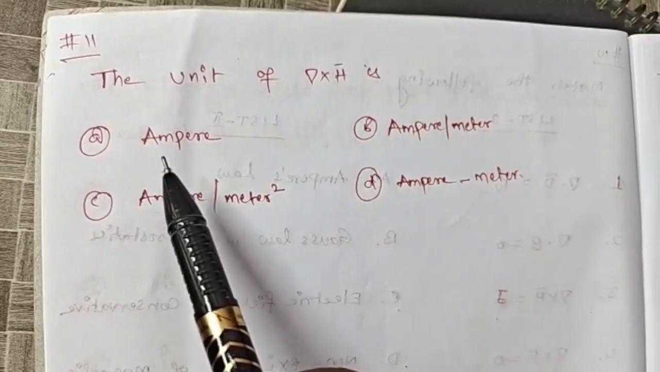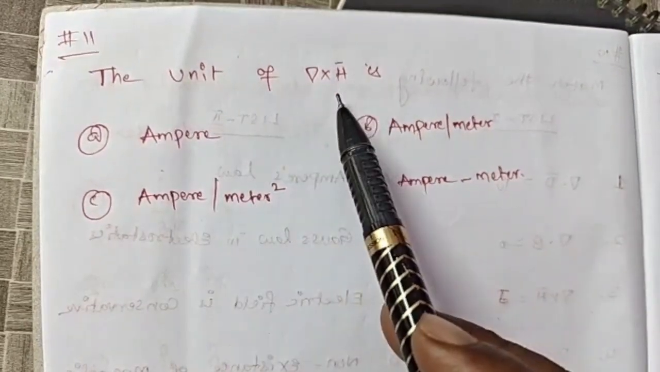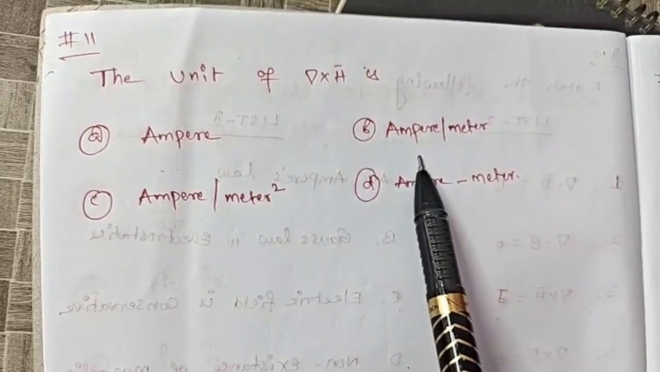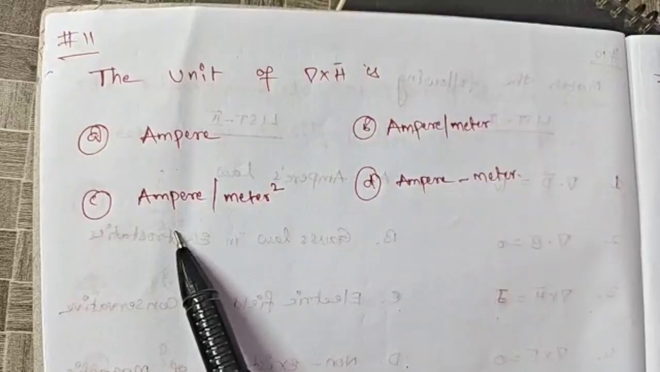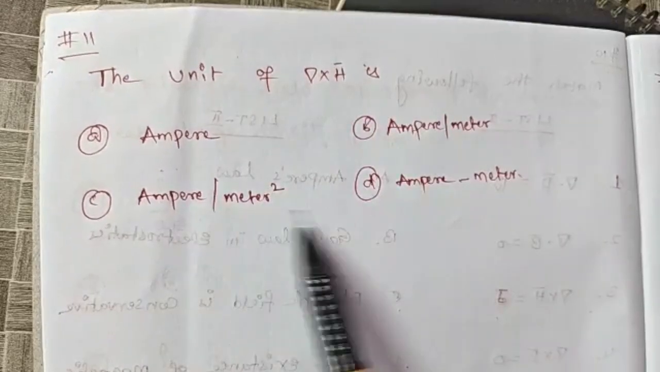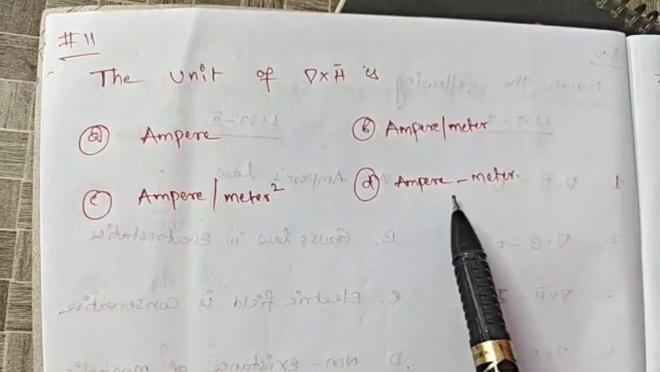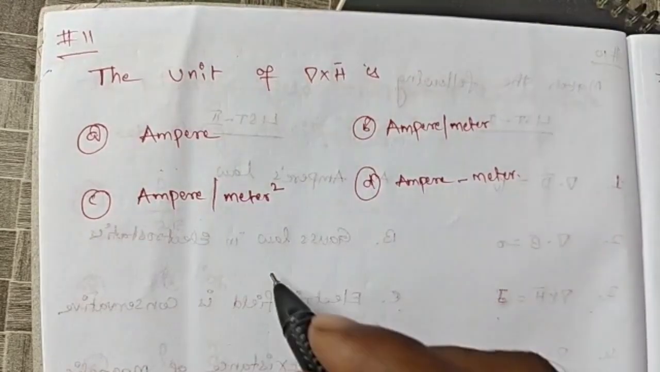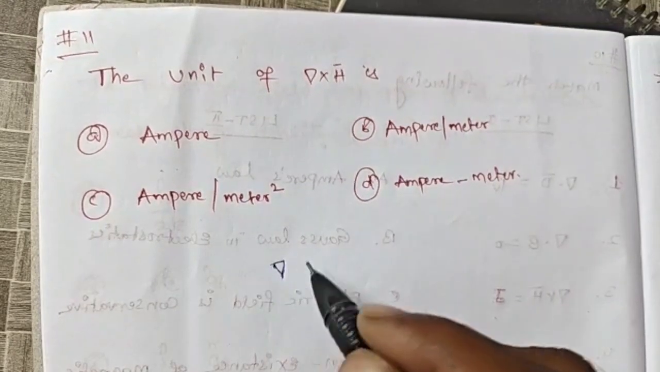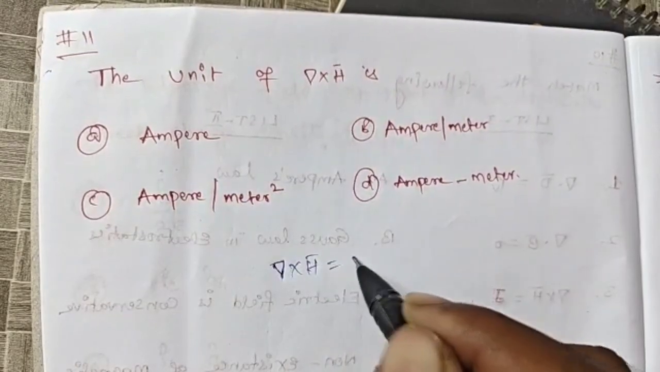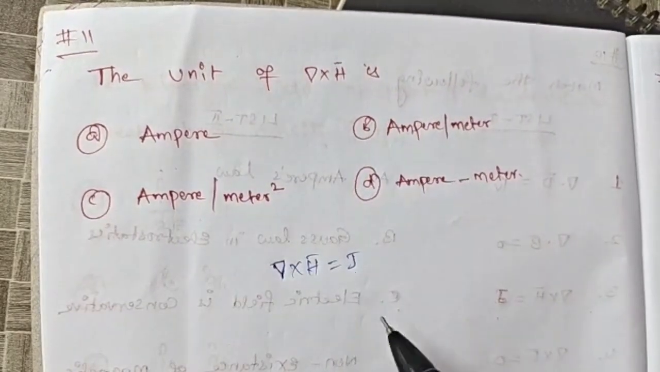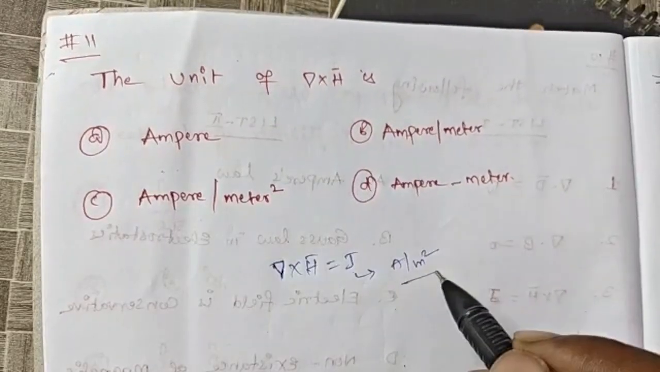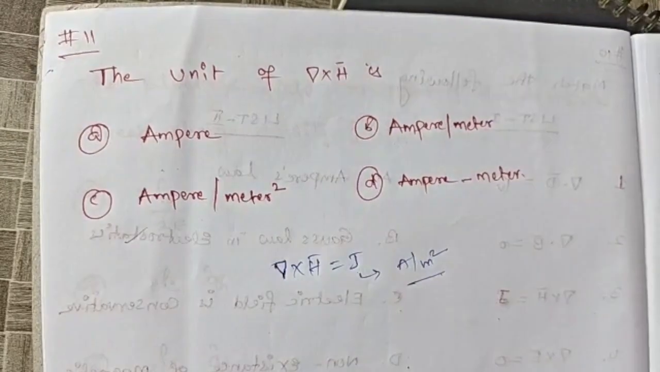Now the question is, what is the unit of del cross H? Option A is ampere, option B is ampere per meter square meter, option C is ampere per meter square, option D is ampere meter. According to Ampere's law, the formula is del cross H is equal to J, which is current density. So the current density unit will be amperes per meter square. So option C will be the correct answer.